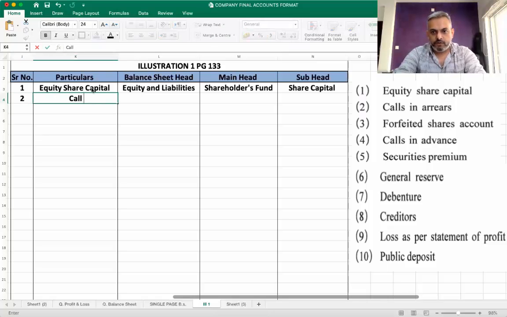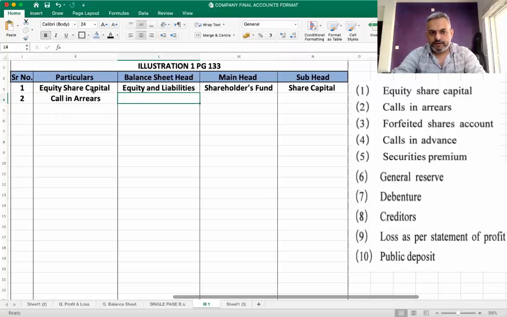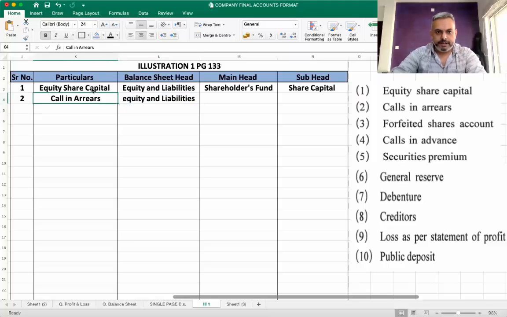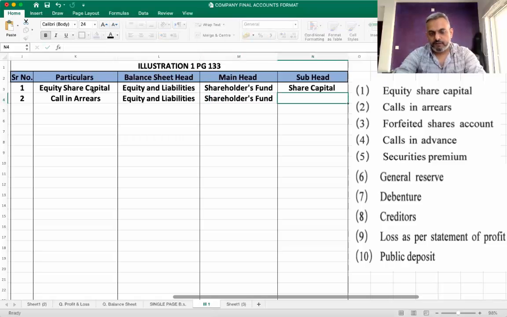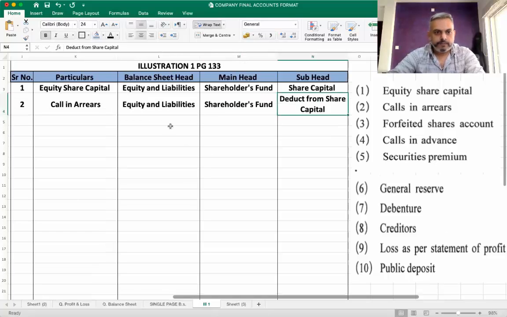Second comes calls in arrears. Now calls in arrears, again, equity and liability. Then again it will go to shareholders fund. But calls in arrears we deduct from where? Calls in arrears we deduct from subscribed capital. So deduct from share capital. You can refer to the other format which I have given to you.